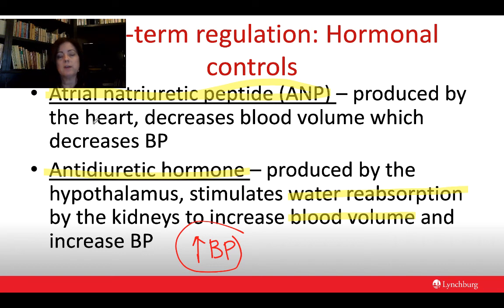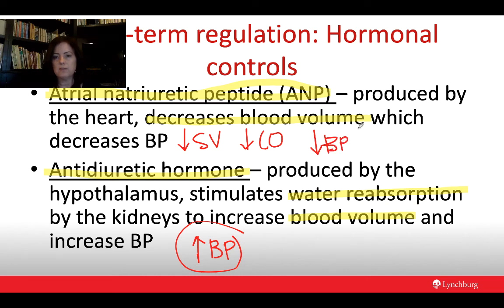So the heart releases a hormone, and what this hormone does is it actually decreases blood volume, which if we have a decrease in volume, we're going to have a decrease in stroke volume, which is going to in turn decrease our cardiac output. And if we have decreased cardiac output, we're going to have decreased blood pressure, right? So you can kind of think of this one as the odd man out, because everything else increases blood pressure, but this one decreases blood pressure. So it is a little different.